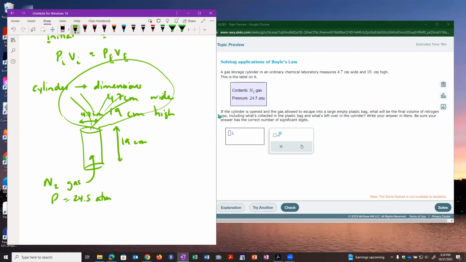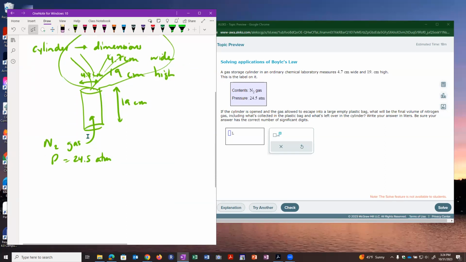What would be the final volume of nitrogen gas? So what then would be the volume of this bag that we're looking at, including what's collected in the plastic bag and what's left over in the cylinder. Write your answer in liters. Make sure your answer has the correct number of significant digits. So a couple of things we want to identify here: what we're given, and then what we need.